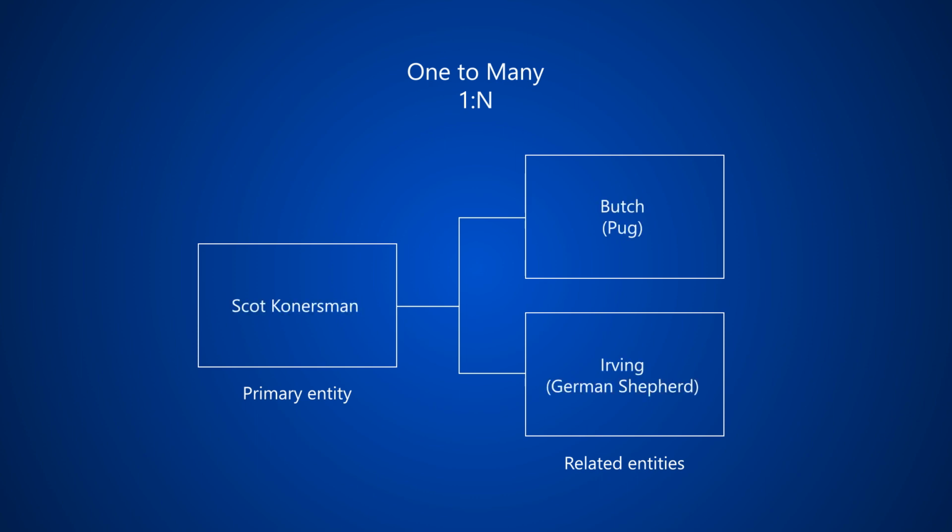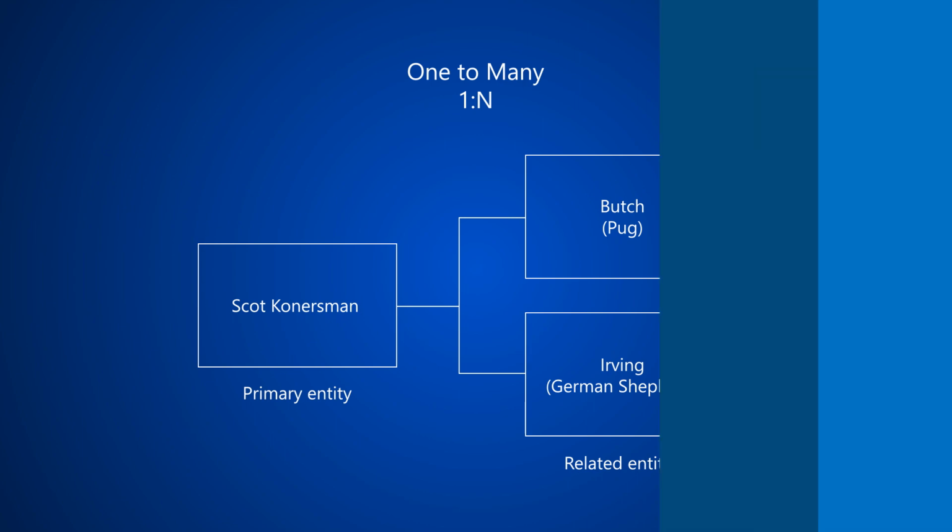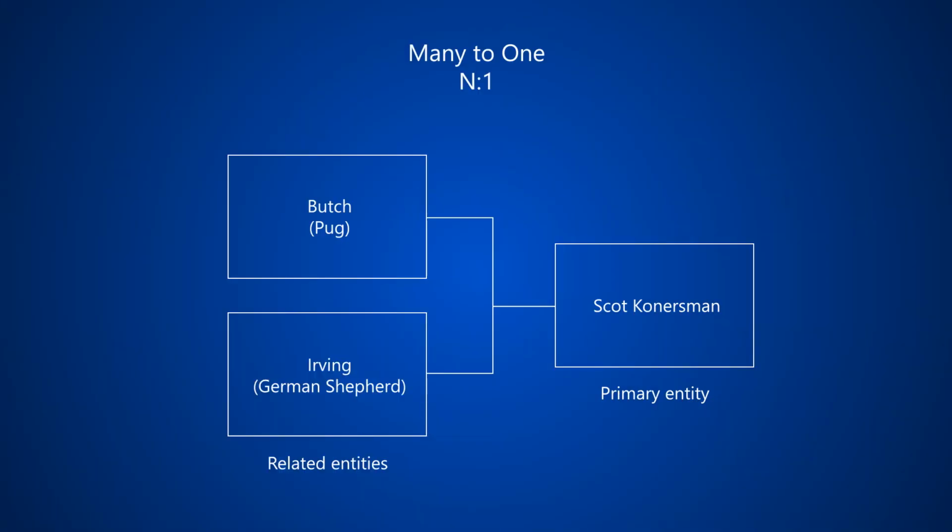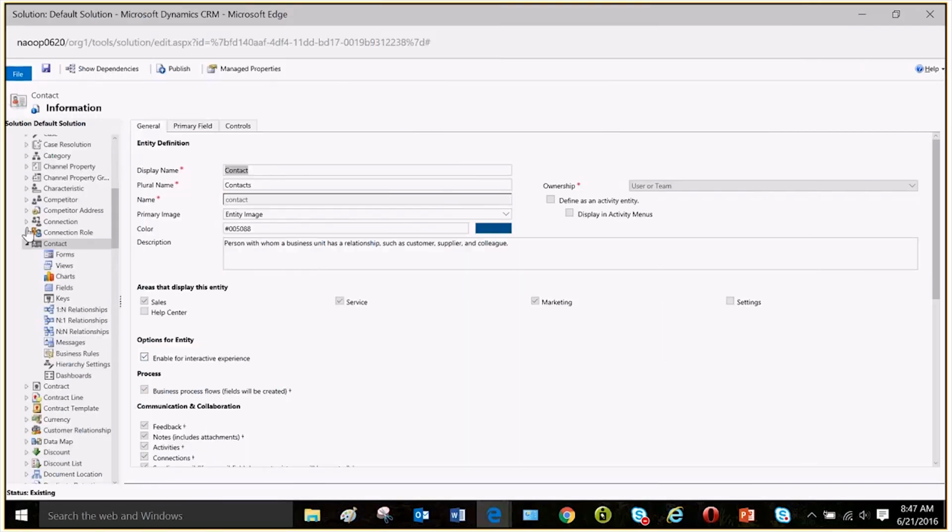For example, in our grooming salon, one customer might have several pets. Many-to-one relationships are really just one-to-many relationships from the perspective of the related entity. Many pets have a single owner. Many-to-many relationships are a little different. We'll talk about them in a moment. First, let's see how to create a one-to-many relationship between contacts and animals.